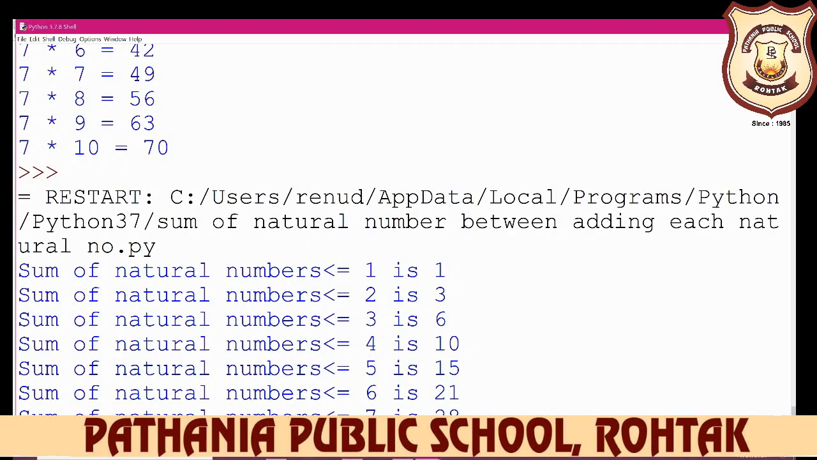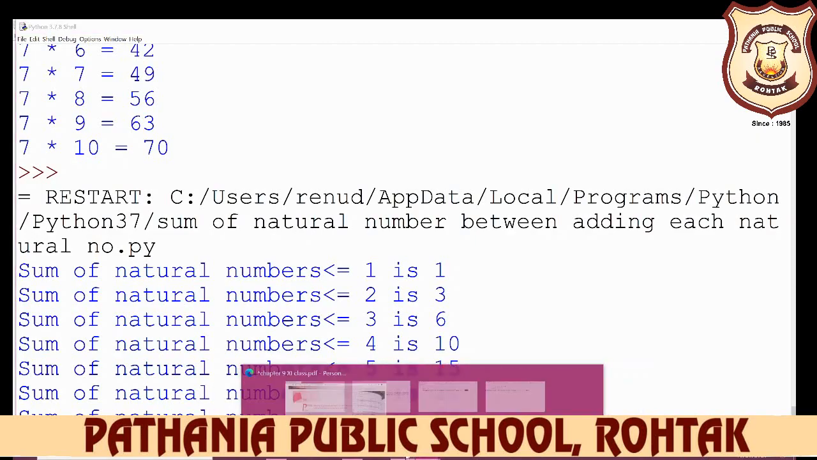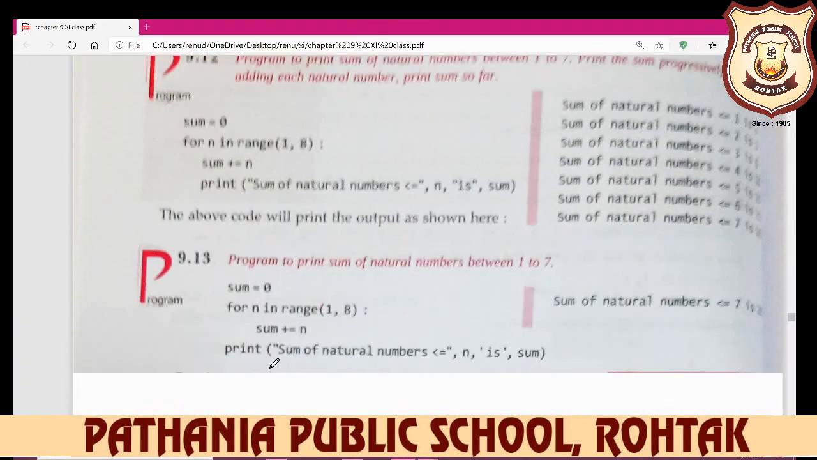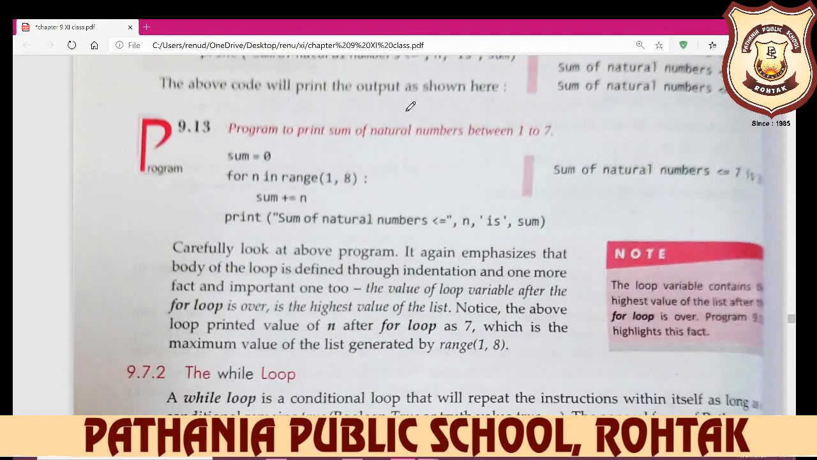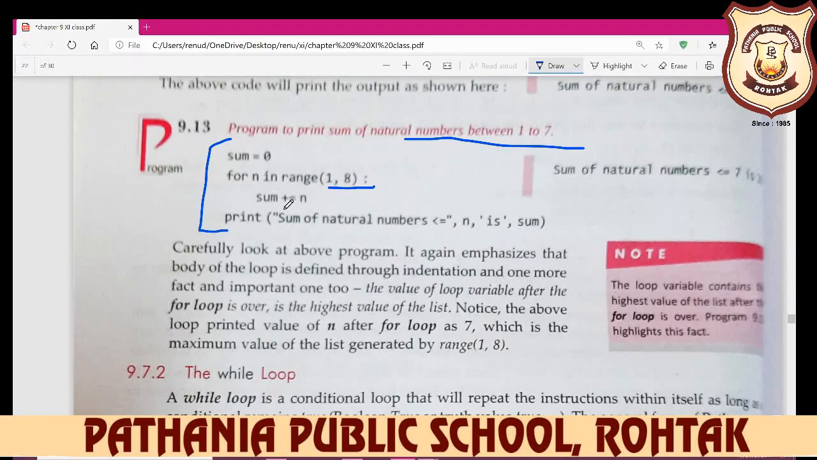So what we do here, again write this program in your book. You see here program number 9.13, program to print the sum of natural number between 1 to 7. But here we take another example. Display the sum of the first 10 natural numbers. So what we do here, sum is equal to 0, for n in range 1 comma 11, because we want to display the sum of the first 10 natural numbers. Sum plus is equal to n, and then we display print sum of natural number less than is equal to, and then the number 1 2 3 4, then each, and then sum.